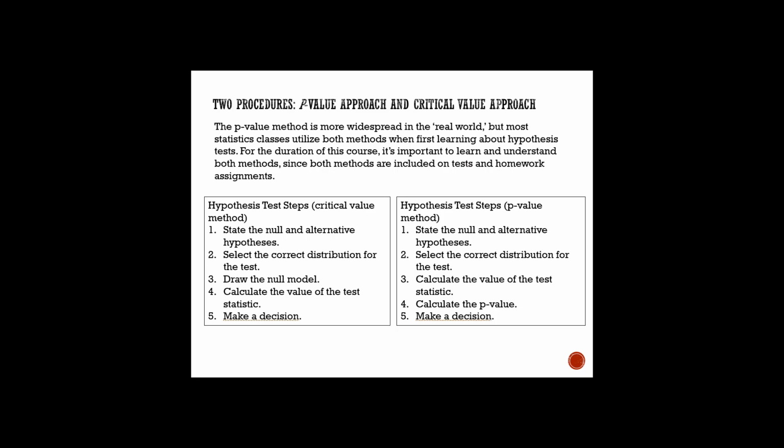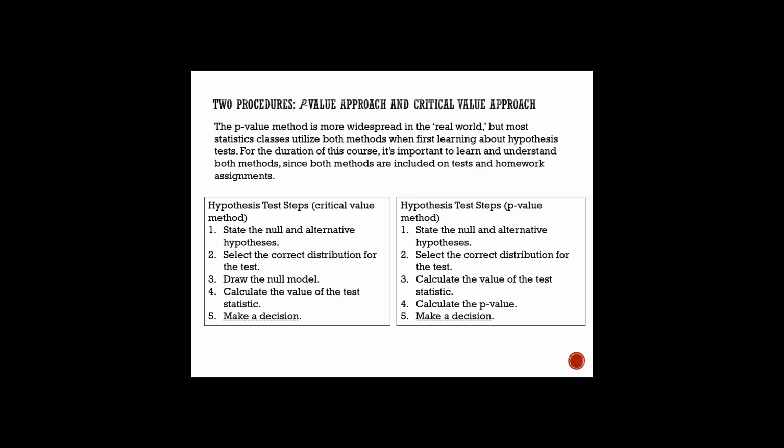Now, another summary of information here on page 5 that I've given you is the procedures for rejecting or not rejecting the null hypothesis. One is the p-value method. Now, the p-value method is actually the most widespread one we use out in the real world, but we're going to use both because we're first learning. We're just learning about hypothesis testing. So we're going to use the p-value, and we're going to use another method. We're going to draw the curve and see where the test statistic falls. So it's important to learn and understand both methods for this course, and both of your methods will be included on your tests and homework assignments.